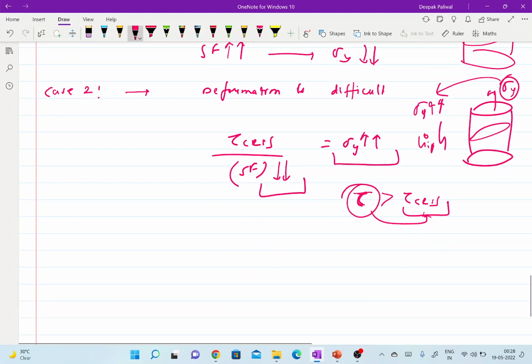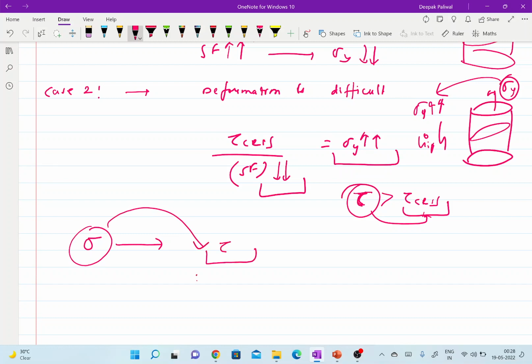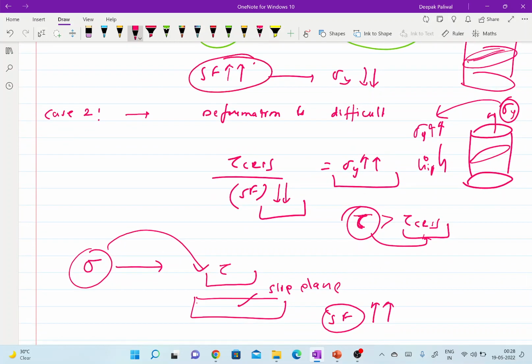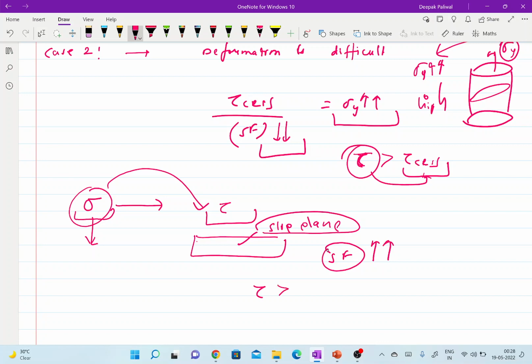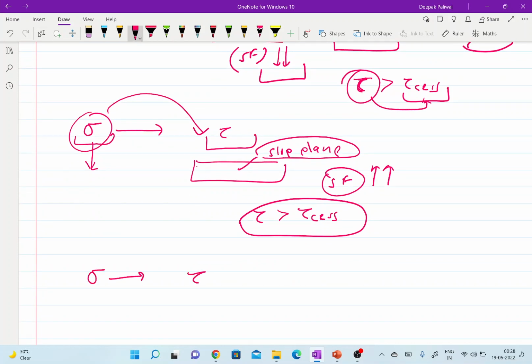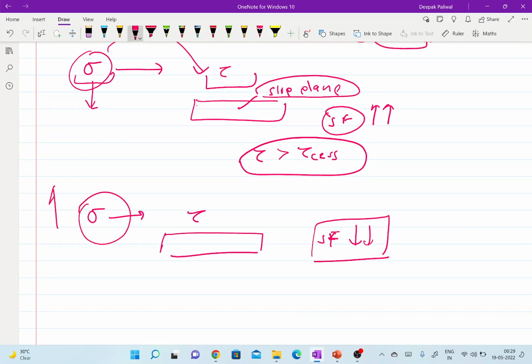In simple words, we are applying the sigma value on the material, and this sigma value has some component in the form of tau on an arbitrary slip plane. When the Schmid factor is high, that means the orientation of this slip plane is such that a little amount of sigma increases the value of tau so that it is greater than tau CRSS. In the other case, when the Schmid factor is very low, we have to apply a large value of sigma to get a tau which is greater than tau CRSS.